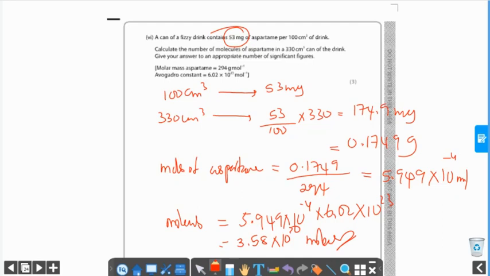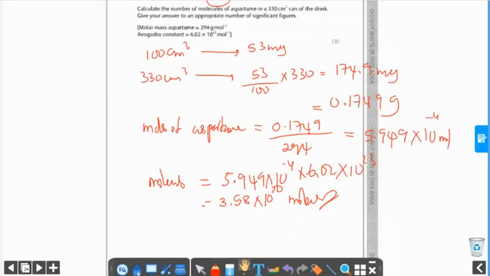Okay. So that's the section B. Any questions there? All clear?